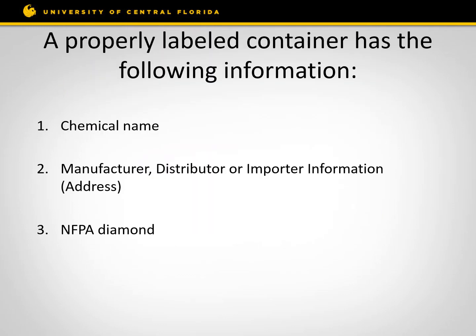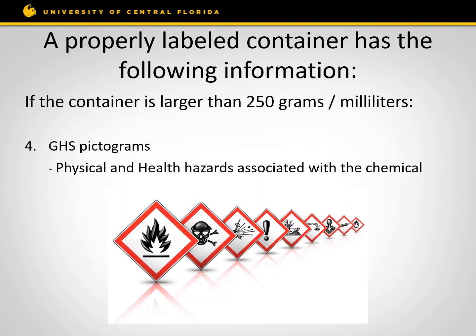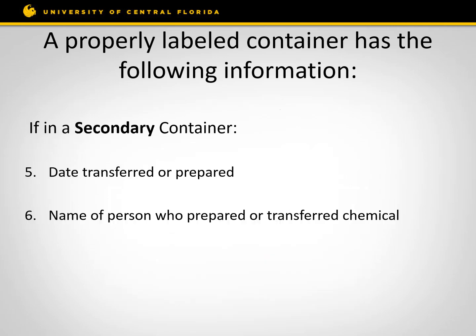A properly labeled container has the following information: chemical name, manufacturer, distributor, or importer, the NFPA diamond, and if the container is larger than 250 grams or 250 milliliters, the container should also have the Global Harmonization System pictogram. The pictogram depicts physical and health hazards associated with the chemical. If the container is a secondary container, the date transferred or prepared and the name of the person who prepared the transferred chemical must be on the label.